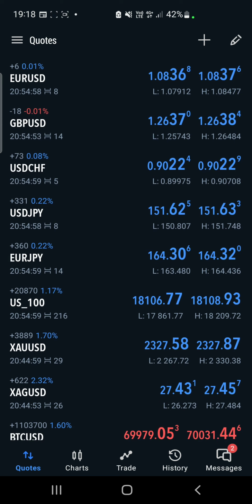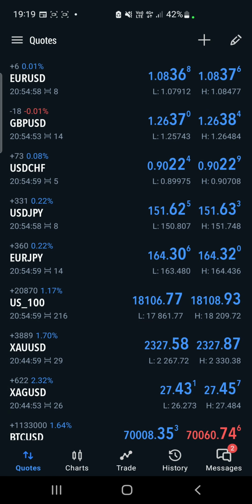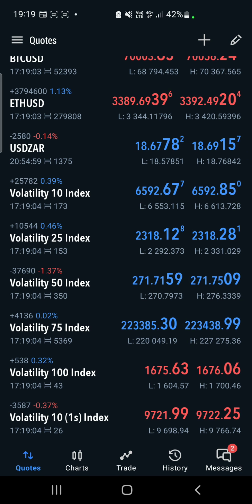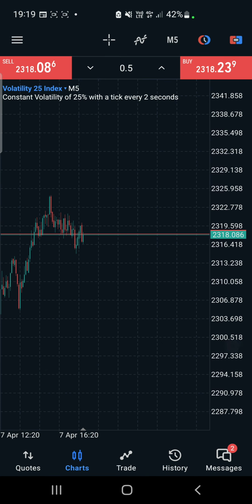So yeah, we're gonna start with currencies, but for now, since it's a weekend, you can see that it's Sunday, 7 April. Let's start off with these things, volatility. You can practice with them on weekends and see how it goes. So let's say I say sell.